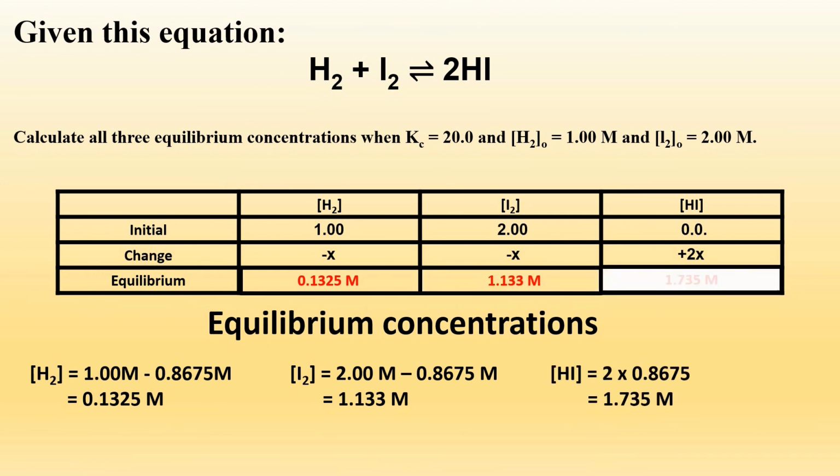And the concentration of HI is equal to 2 times 0.8675, which is equal to 1.735 molar.